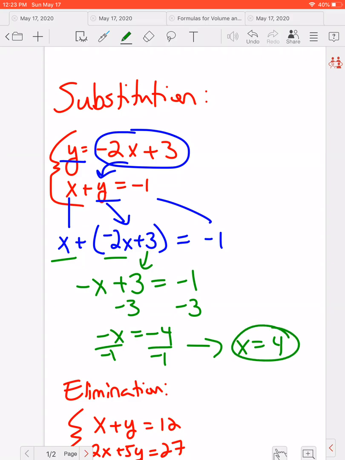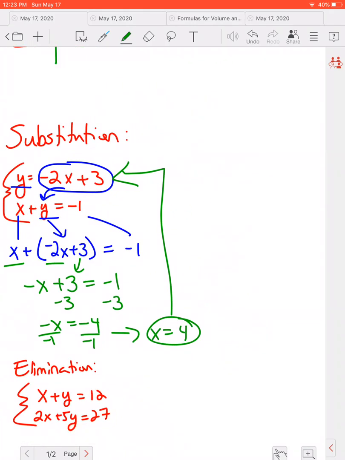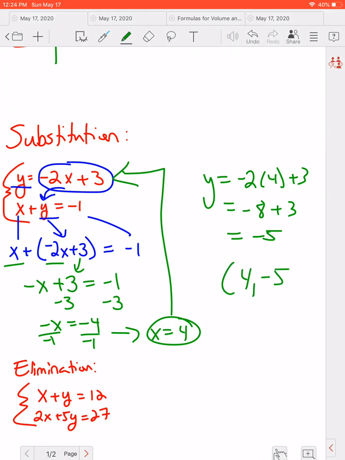Now we're not done. We just know what x is. So what I'm going to do is plug x back into one of my equations. Since y is already solved for in the first one, I'm going to plug it into that one. But I could have very easily plugged it into the second one. So I'm going to have y equals negative 2 times 4 plus 3. Negative 2 times 4 is negative 8, plus 3, which would be negative 5. So I end up with the answer for y of negative 5. Remember, we always put our answer as an ordered pair, x comma y in parentheses.